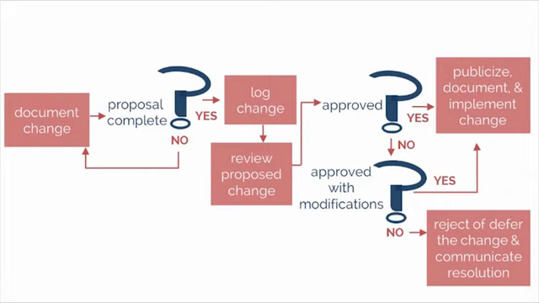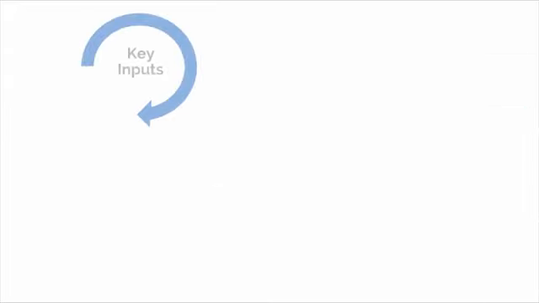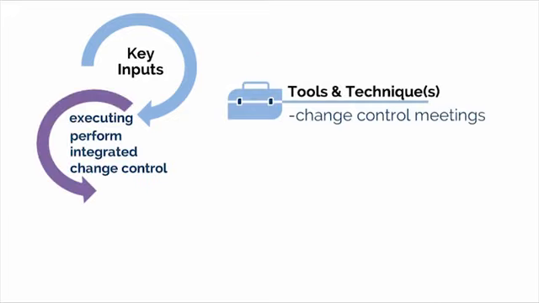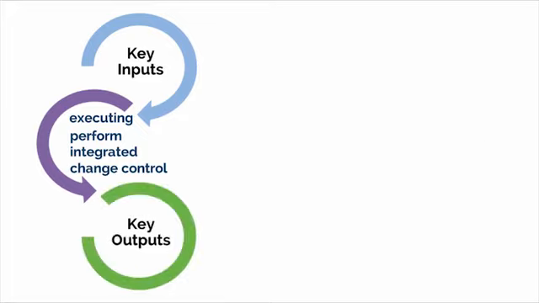The ITTOs, as you can see here, are much the same as the preceding process, except that our key inputs are change requests for those changes that are considered significant or major, which might include corrective action, preventive action, and defect repairs. A key tool and technique is change control meetings, whereby clear procedures and guidelines are established, and the board will review all submitted change requests and determine which ones are approved or rejected. The key output of this process is change request status updates, whereby the team can take action on the approved change requests.